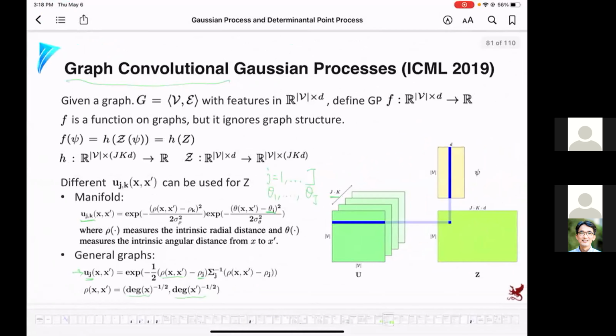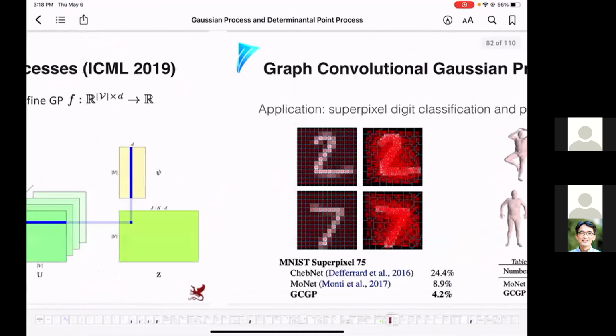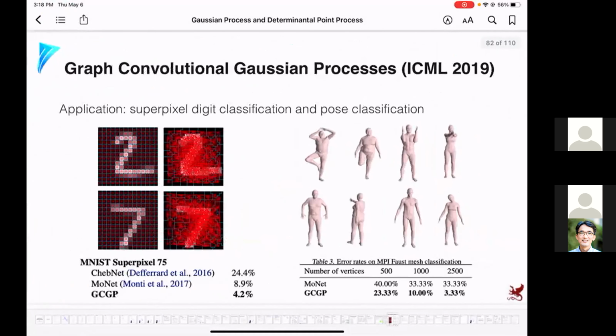Okay, so this is the idea of this paper. Once we get this Z, it's a standard Gaussian process. So I hope it is clear. Then some example data sets they considered include this MNIST superpixel data set, where we take the famous MNIST data set, convert it to a graph with 75 nodes, and then try to recognize the digit from this graph. The other one is 3D mesh, like subject recognition.